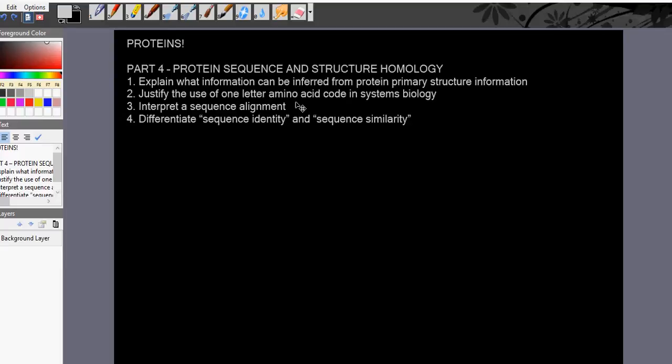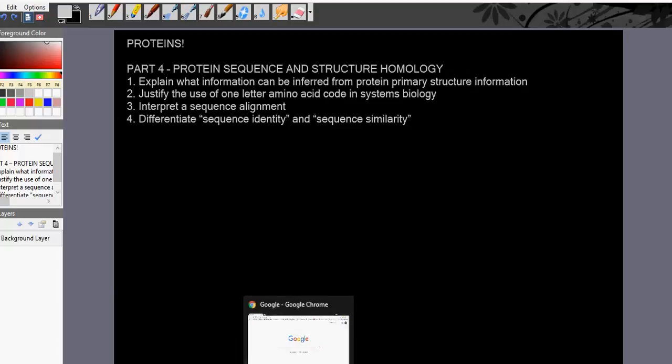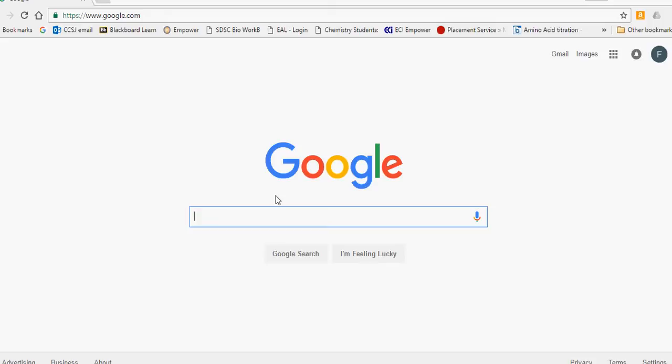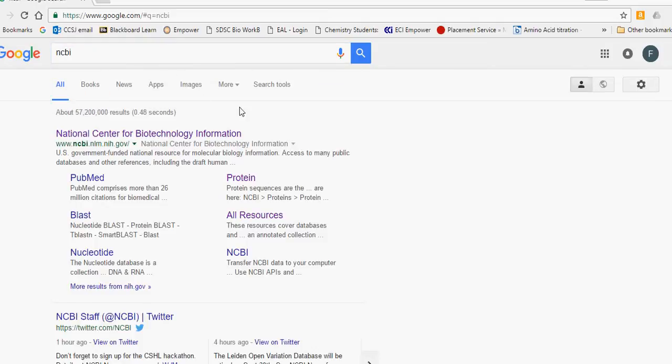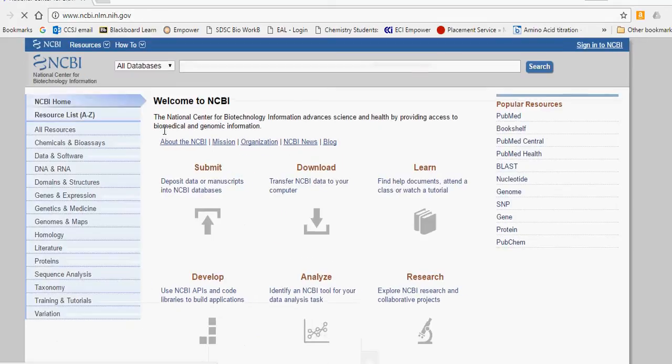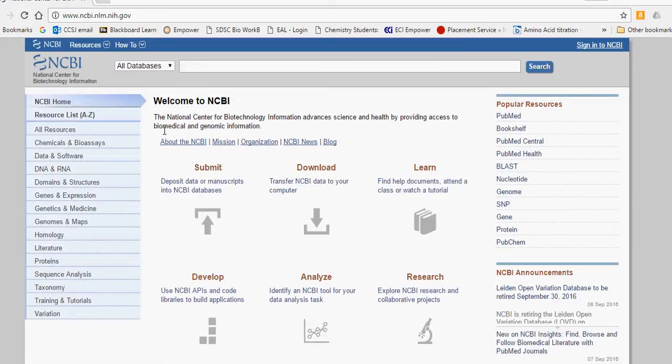Okay, so first off, protein primary structure. What protein primary structure is, and we've already talked about it a lot, is just the amino acids, just the residues in the structure. And so we get that information from genomes. So NCBI. Genome information has been published through the National Center for Biotechnology Information. Here's the website. This is the United States repository for this information.